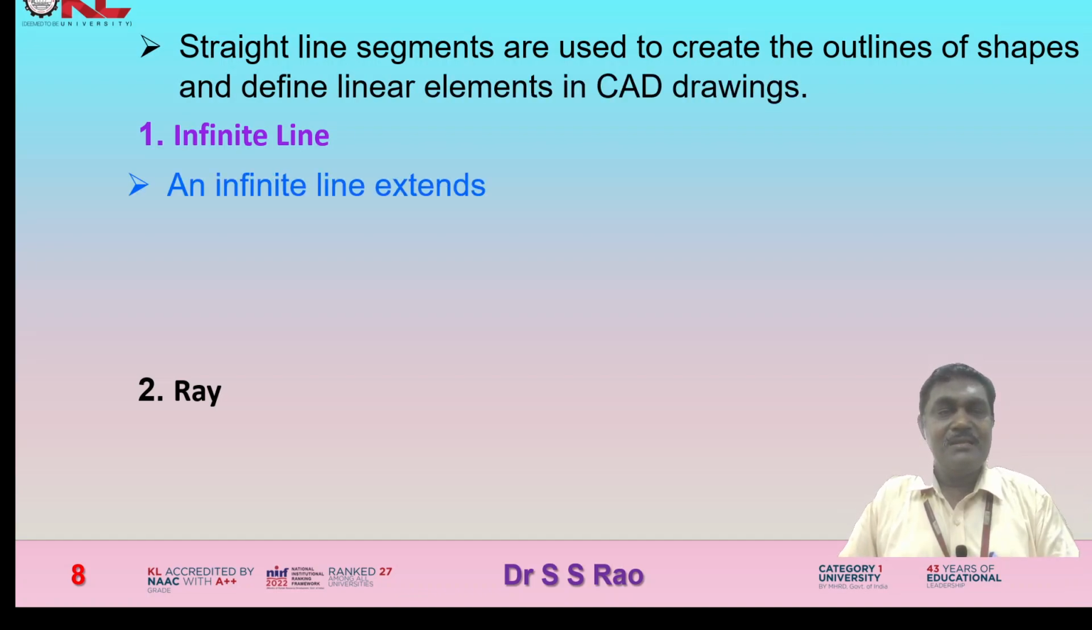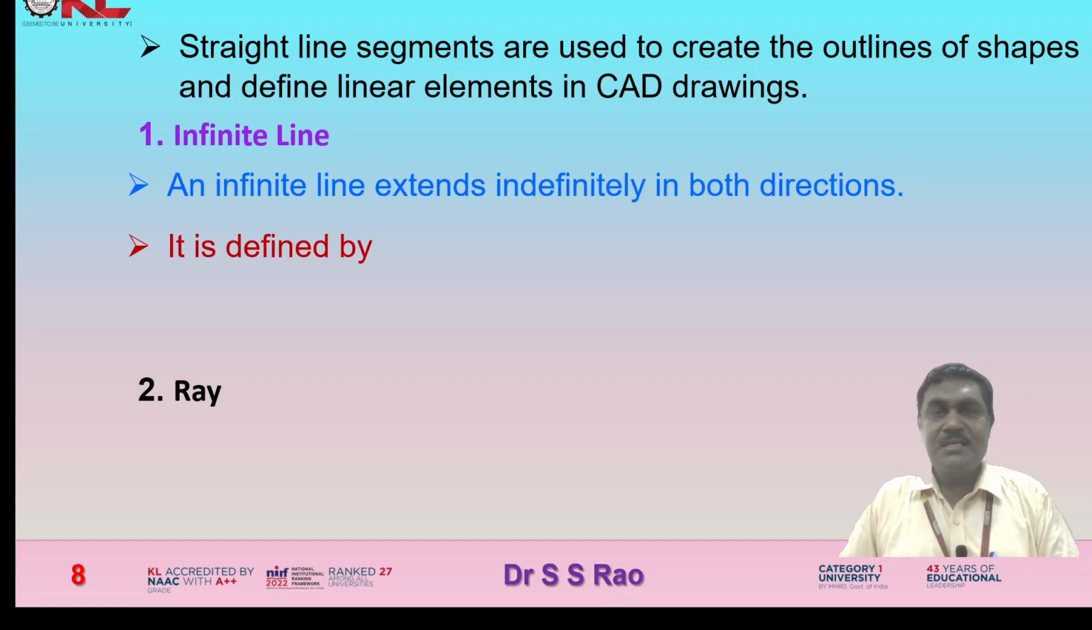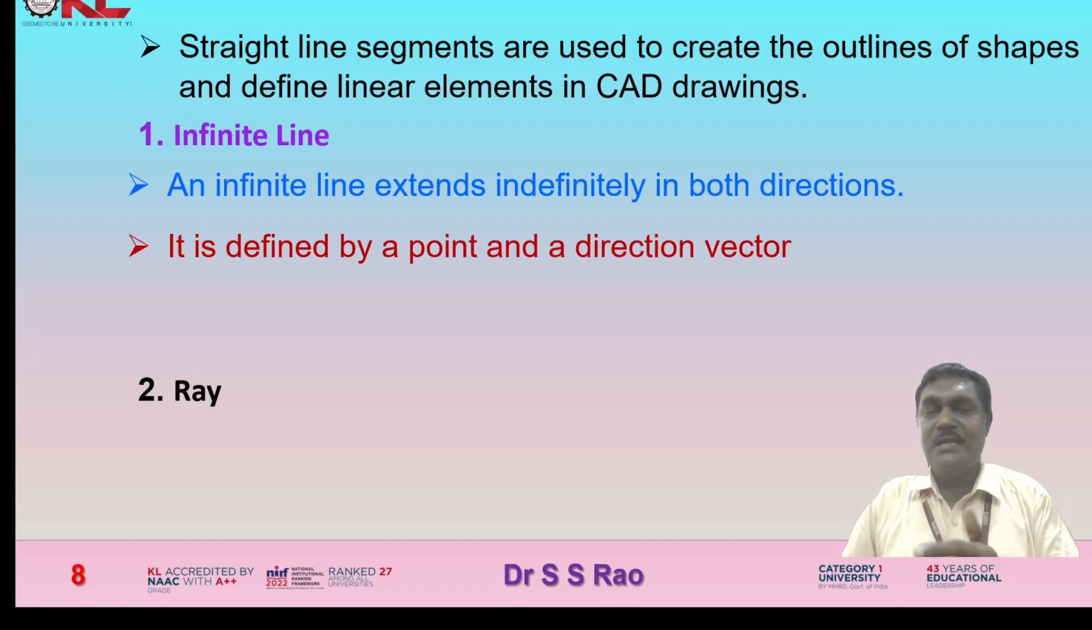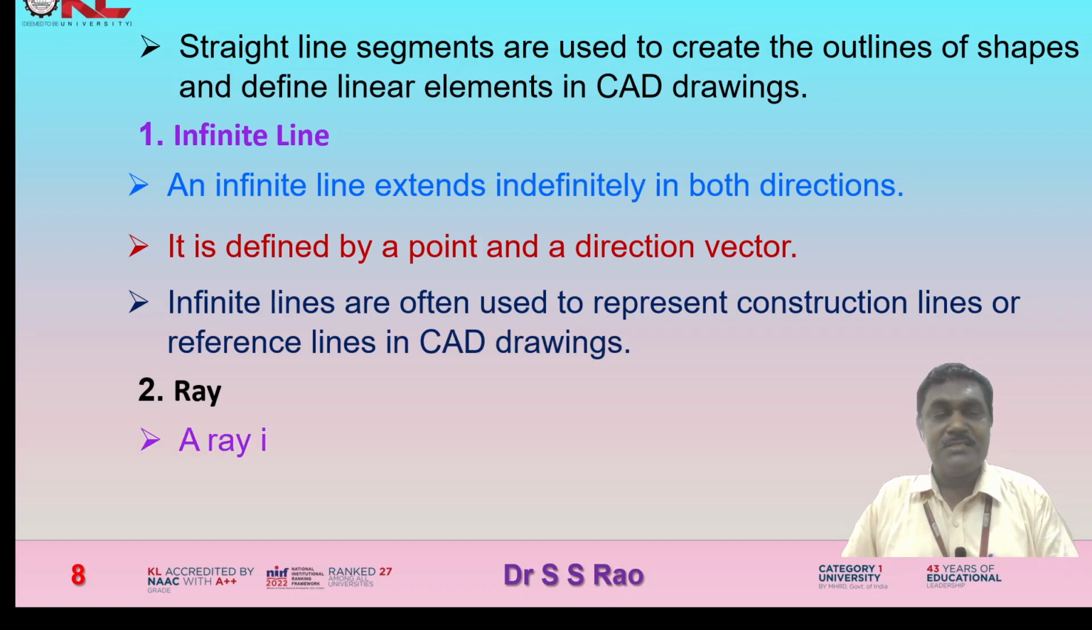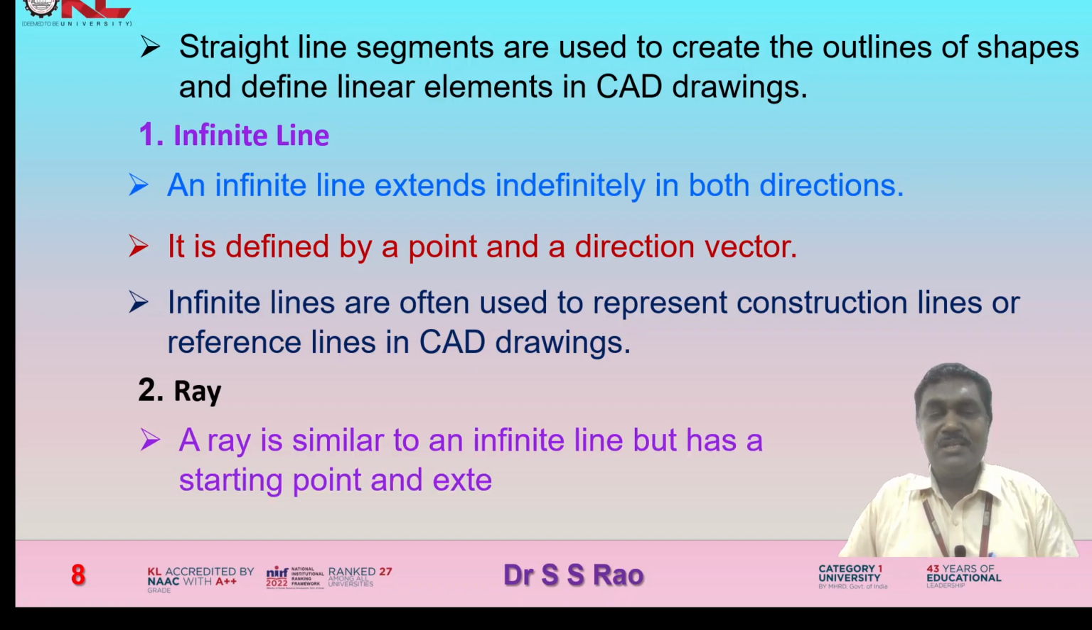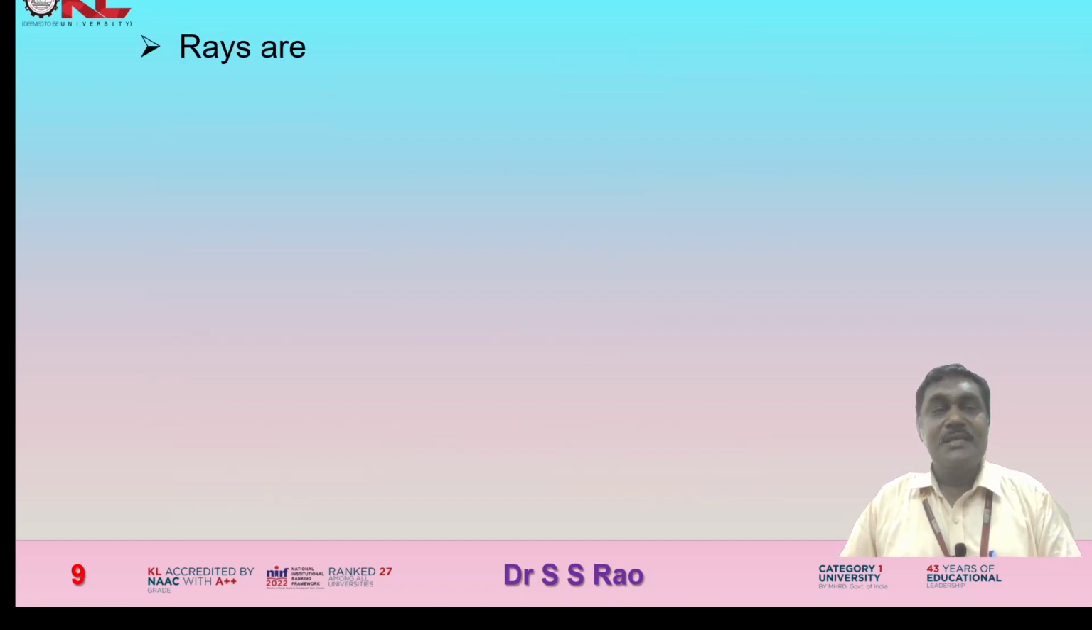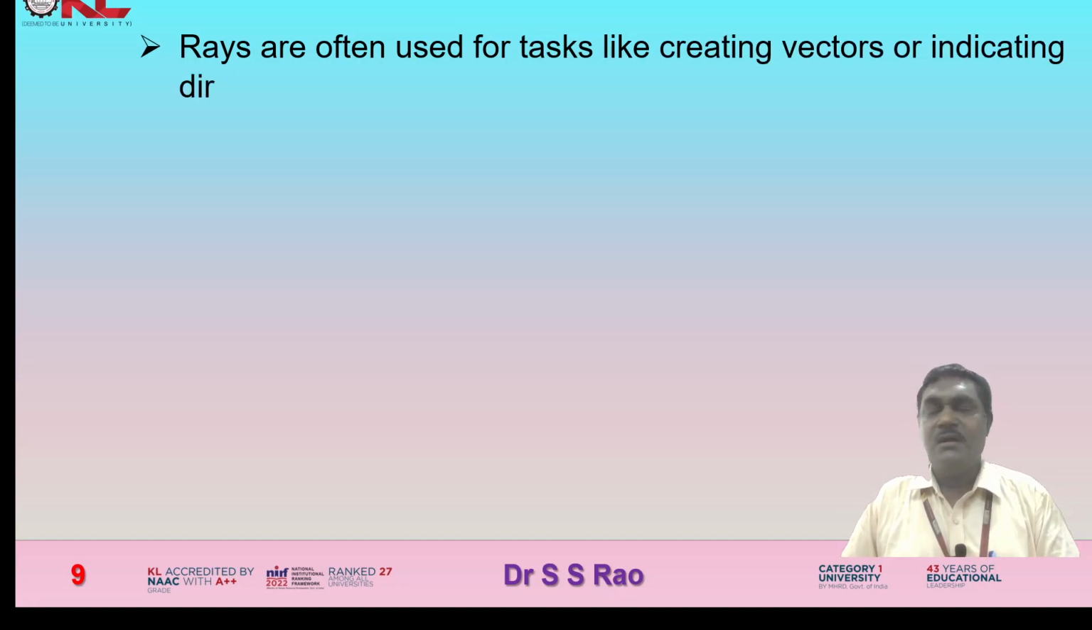Next, infinite line. An infinite line extends infinitely in both directions. It is defined by a point and a direction vector. Infinite lines are often used to represent construction lines or reference lines in CAD drawings. Next, ray. A ray is similar to an infinite line but has a starting point and extends infinitely in one direction. Rays are often used for tasks like creating vectors or indicating directions in CAD designs.